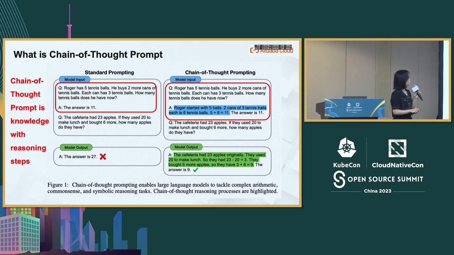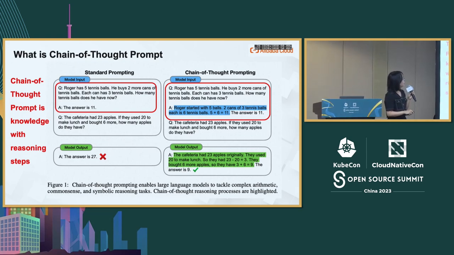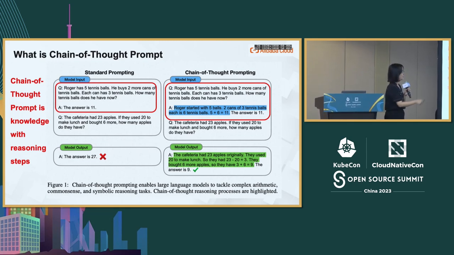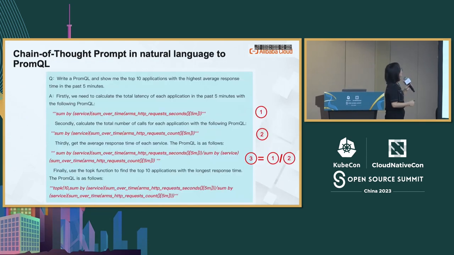But in the Chain of Thought prompting, in the answer, we not only provide that the answer is 11, but we show how to get 11. Here, the context in blue is the knowledge with reasoning steps. At that time, ChatGPT can get the right answer. You can check this example in your ChatGPT. It really works. So, okay.